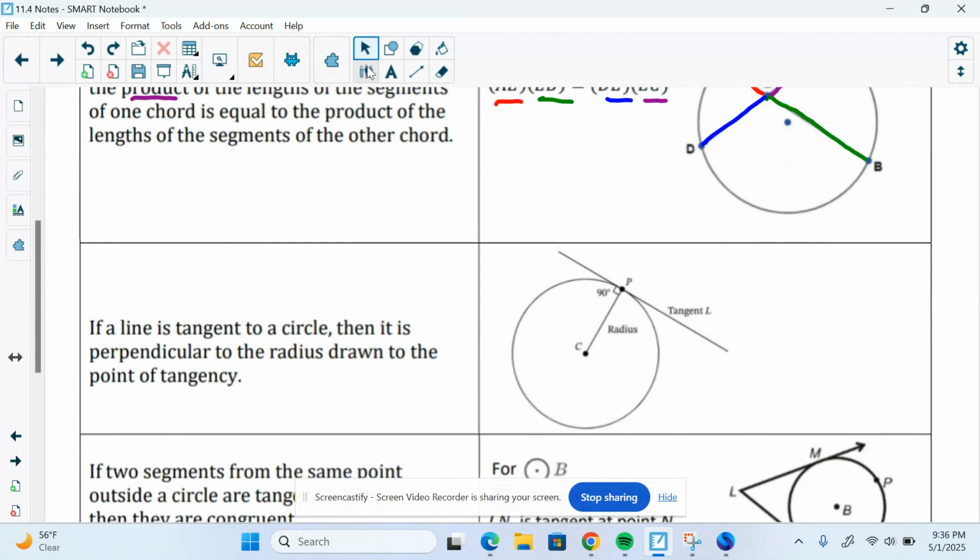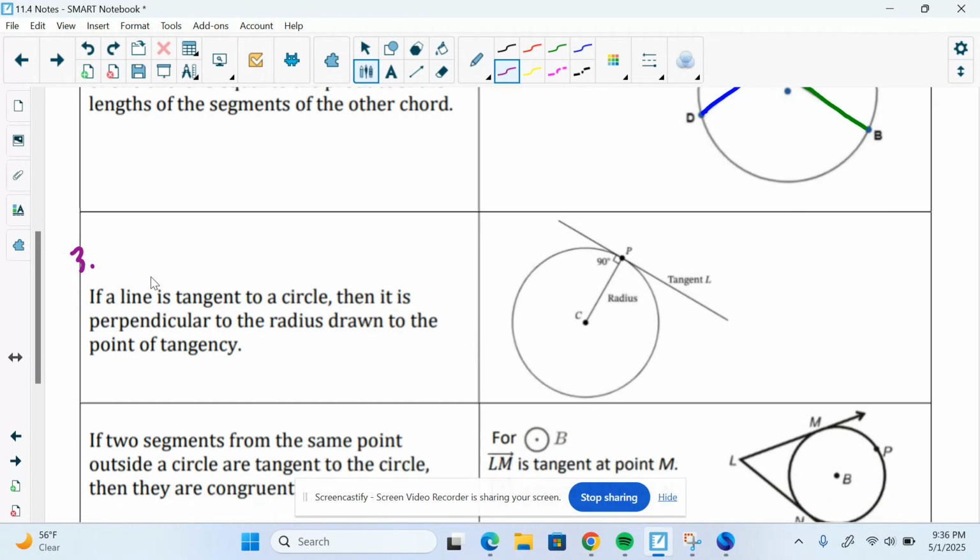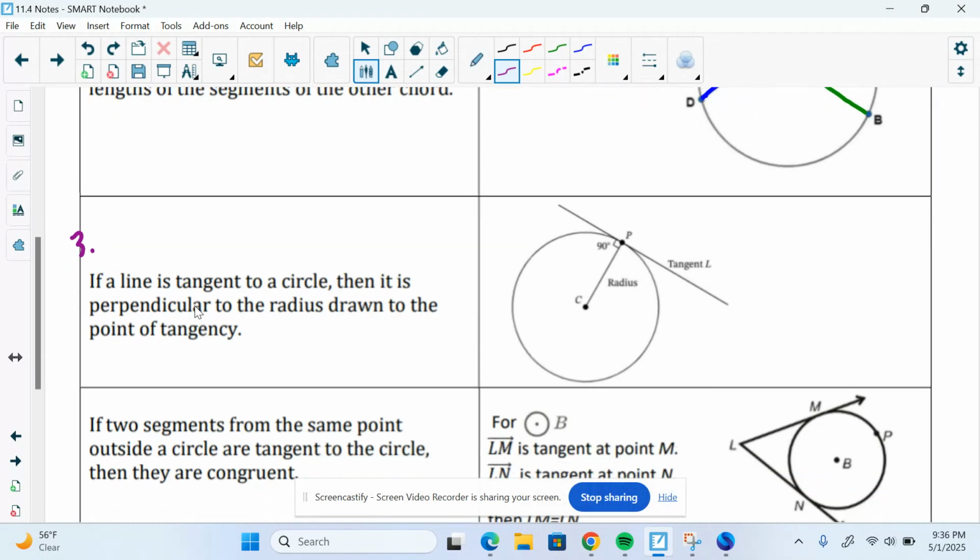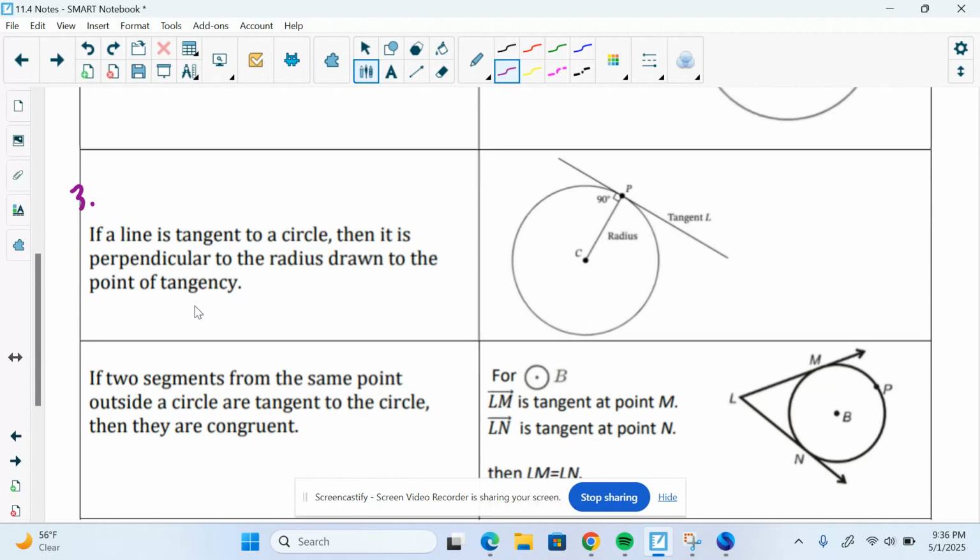Theorem 3. Here's theorem 3. If a line is tangent to a circle, then it's perpendicular to the radius drawn to the point of tangency. Well, let's look at the diagram over here. This is the second time we've seen this theorem. I have a tangent line right here, tangent L. The point of tangency is point P right there.